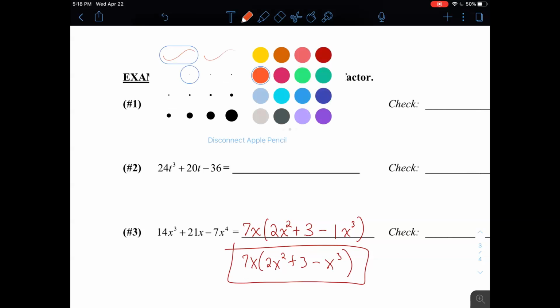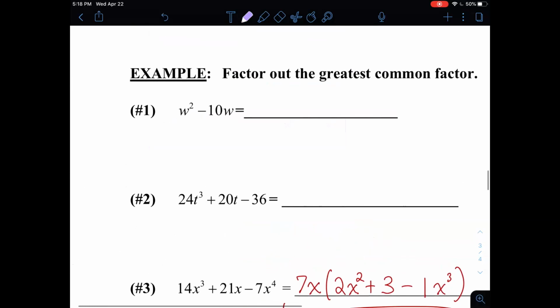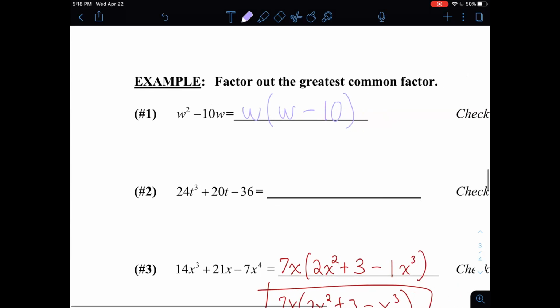Okay, the answers for number 1, you'd pull out a w. When you divide them both by w, you're going to get w minus 10. So that's going to be your final answer, because you can't pull out the 1 here, it's not going to do anything, but then they both have a w in common, that's a GCF. Down here, what's the biggest number that goes into 24, 20, and 36?